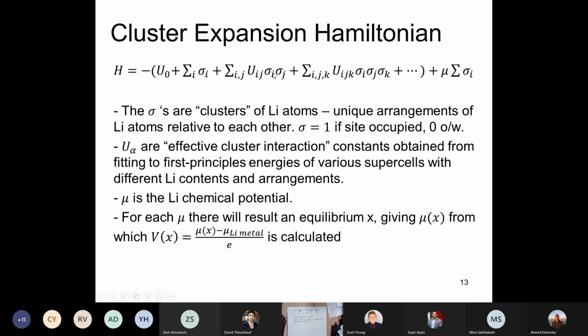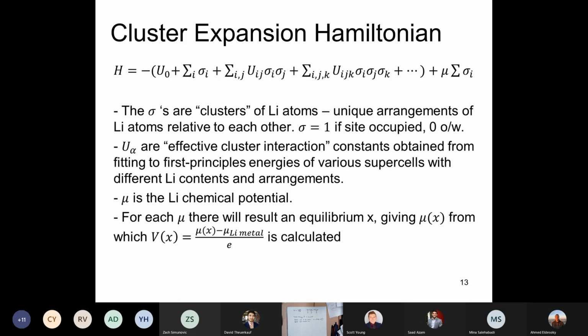And what you're really trying to do is you say, I know where the lithium atoms were in the calculations that I did. I've got 40 results that I have to match. And I'm going to find appropriate values for these different U's so that I can match up these calculations.